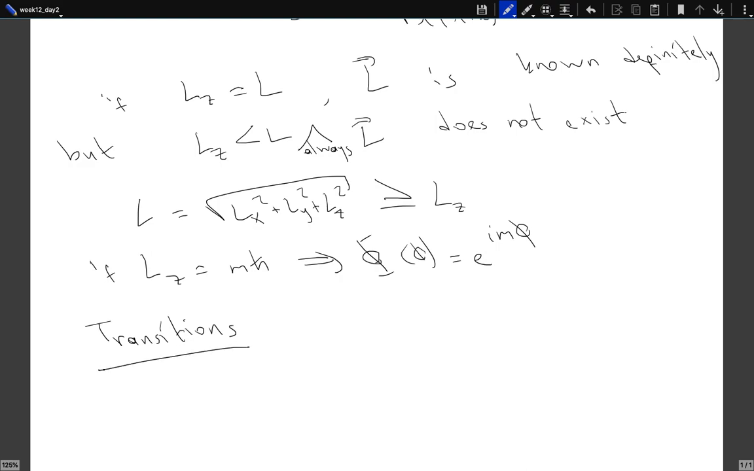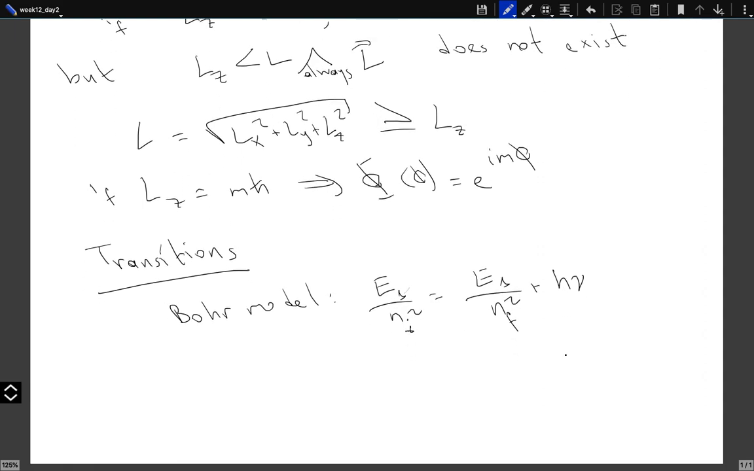In the Bohr model, Bohr postulated that a photon was emitted when there was a transition. So E1 over n final squared was equal to E1 over n initial squared plus... the initial energy was the final energy of the electron plus the energy of the photon. So we could determine what the possible frequencies were. But this is kind of a postulate. Let's see how this relation comes from quantum mechanics.